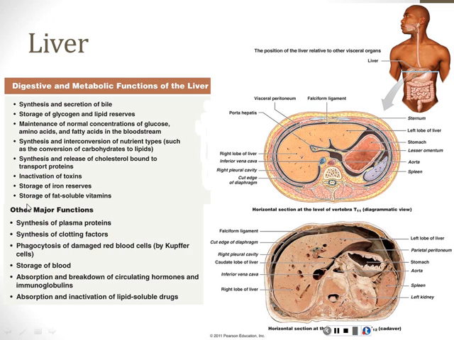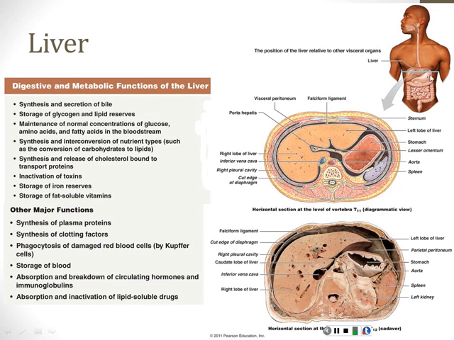All right, and then some non-digestive functions. The liver is responsible for making most of the plasma proteins that we talked about early on in the course this semester. The liver makes the clotting factors that make blood clot. The liver destroys damaged or dying red blood cells. The liver can store some blood for mobilization in exercise, for example. And then the liver breaks down hormones and inactivates certain medications. All right, so lots of things that the liver does.